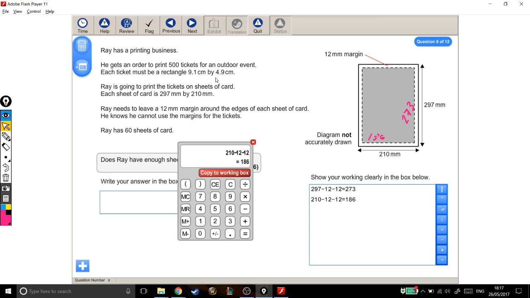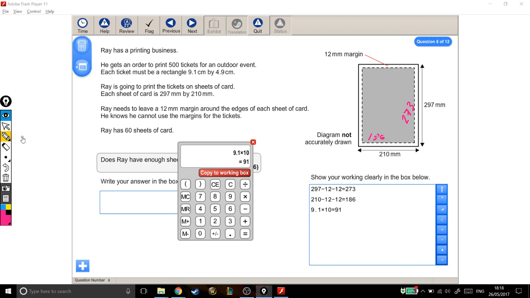Alright, now our tickets need to be 9.1 cm by 4.9 cm. Now we have a problem here because these are in centimeters, whereas these are in millimeters. Now it is up to you which way you convert it, but you do need to convert them into the same units. Personal preference, I'm going to choose to convert these into millimeters because I think it will make my life easier, because then I'll get rid of some decimals, and that's always a good thing. So instead of 9.1 cm, I'm going to times that by 10, because there are 10 times as many millimeters in a length as there are centimeters. So times it by 10 is 91.